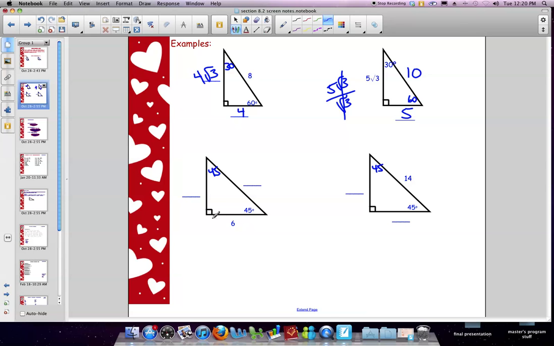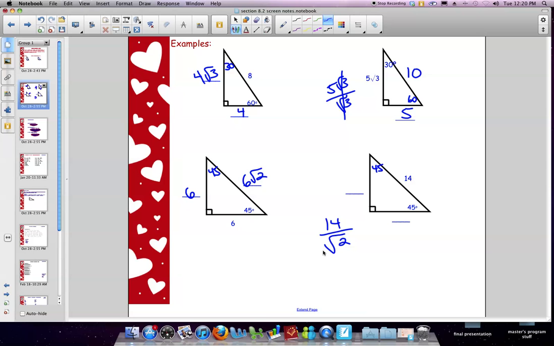So here, this is one of my legs. So I know my other leg will be exactly the same length. And then to go from my legs to the hypotenuse, I take that value times the square root of 2. This one, if I start with the hypotenuse, I have to work my way back to the legs, so now I have to divide by the square root of 2.